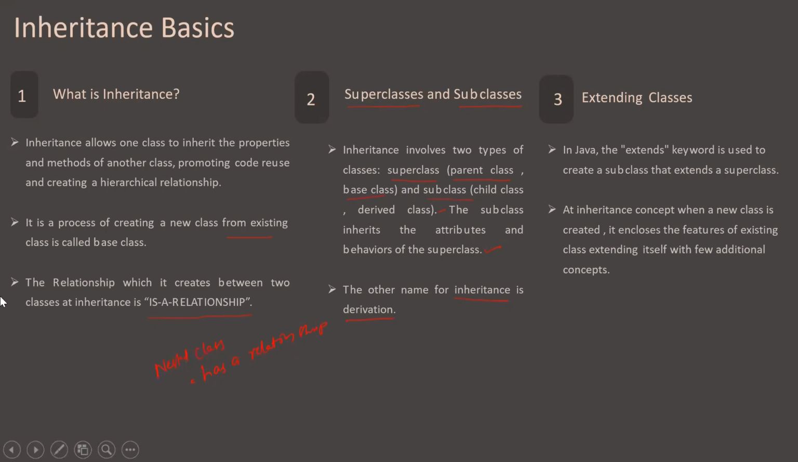Now we're going to work with inheritance. What is extending classes? You're going to use the keyword called extends to work with inheritance. In Java, the extends keyword is used to create a subclass that extends a superclass. At inheritance, when a new class is created, it encloses the features of the existing class, extending itself with additional concepts. Is that point clear? So it is going to enclose the features of the existing class, and at the same time, it is going to have its own additional features. This is how we are going to work with inheritance.